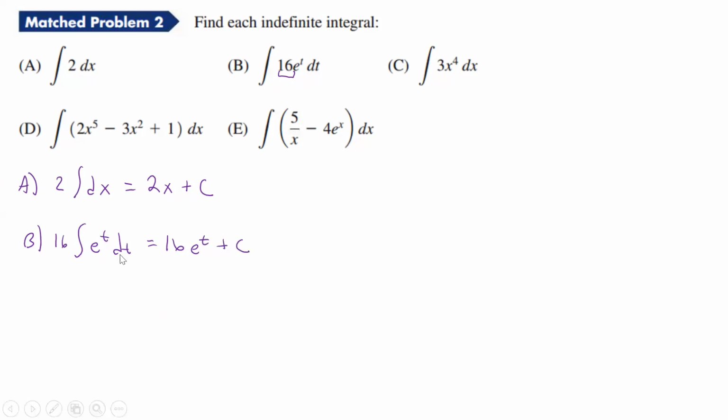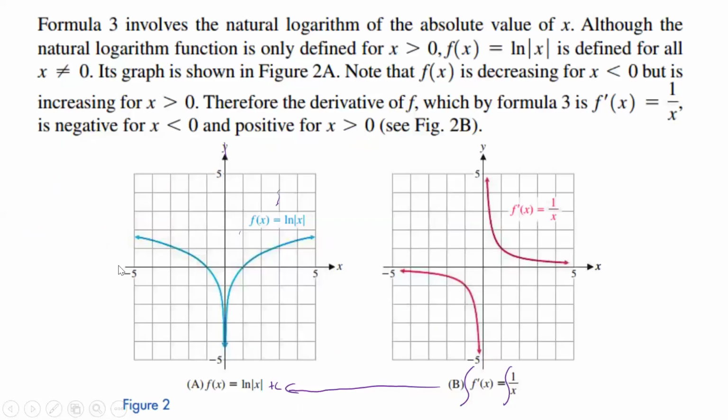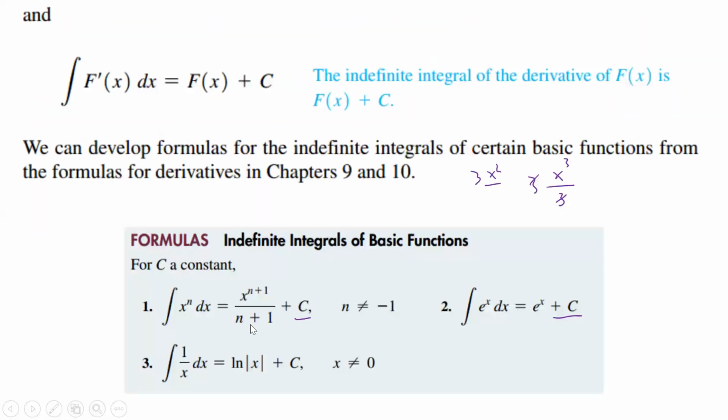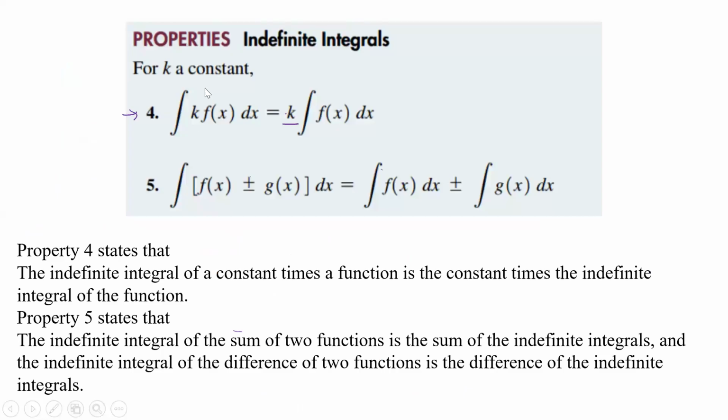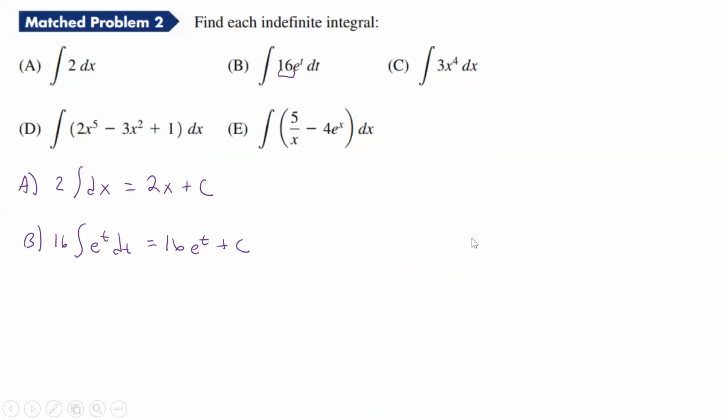And again, we're just using the properties they gave us. For x to the n, we do this. For e to the x, we have this. For 1 over x, we have this. If we have a constant, we do this. And if we have a sum or difference, we do this. And so that's all we're doing at this point in time.